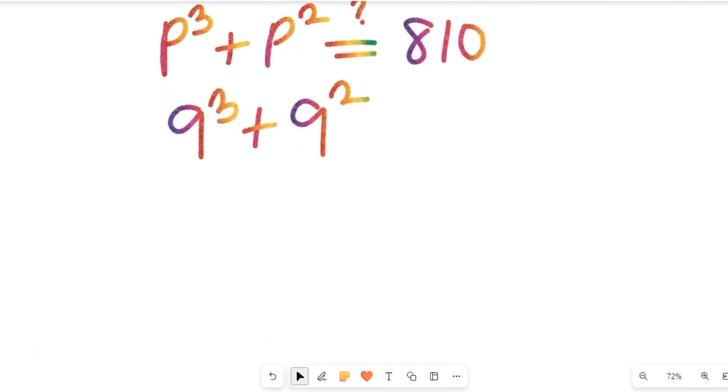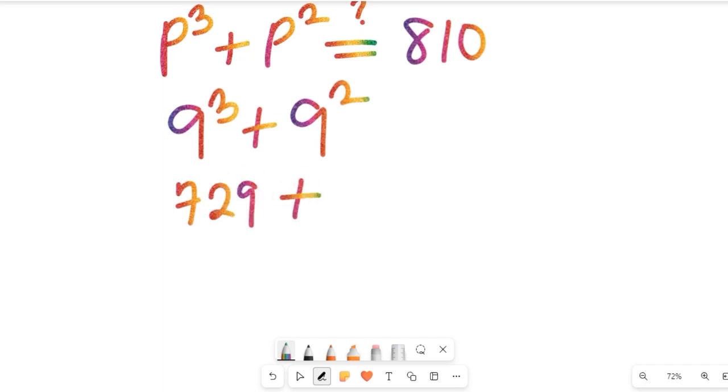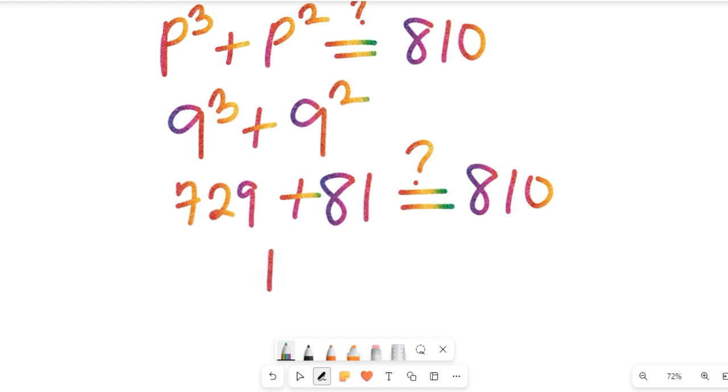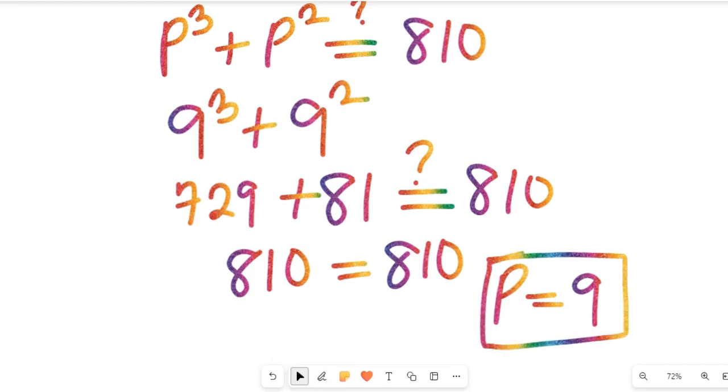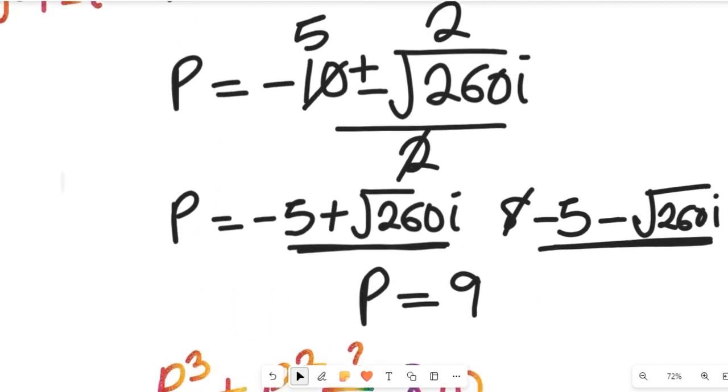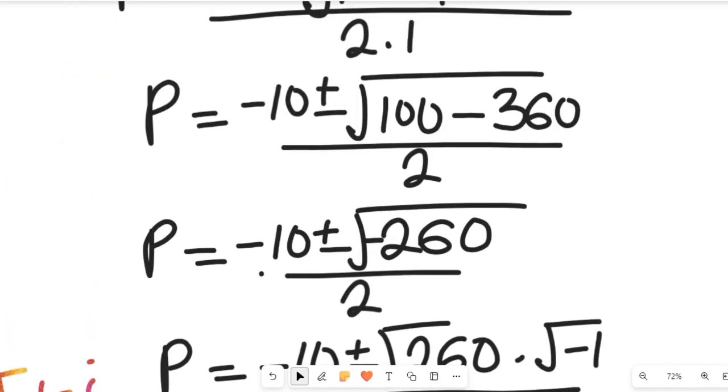9 to the power of 3 is going to give us 729, from what we got initially, plus this is going to give us 81. Now, is this going to give us 810? I think it should. So, this added to this will give us 810 equal to 810. That's great. So the value of p equal to 9 serves as the only real solution to that exponential equation that is given to us. The other two solutions are imaginary solutions.